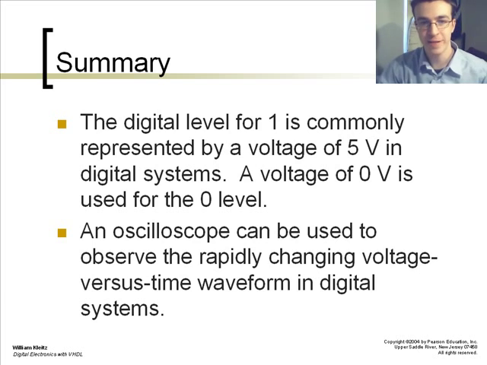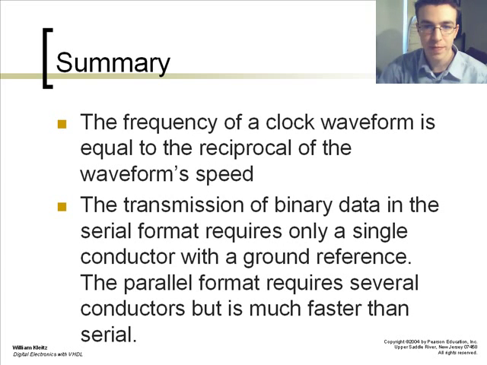So in summary of Chapter 2, the digital level for 1 is commonly represented by a voltage of 5 volts in digital systems. A voltage of 0 volts is used for the zero level. This will be ingrained into your brain for the next year. You will understand what an oscilloscope does and how it is used for these digital and analog signals. The frequency of a clock waveform is equal to the reciprocal of the waveform speed.